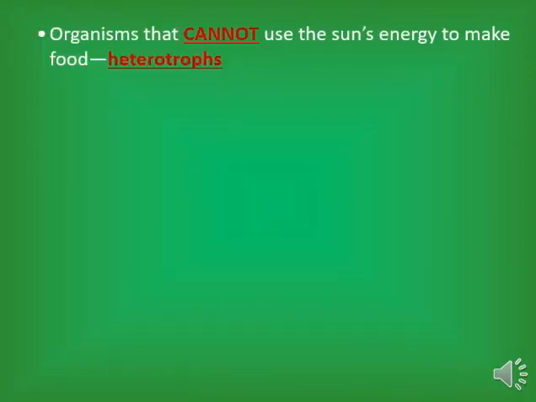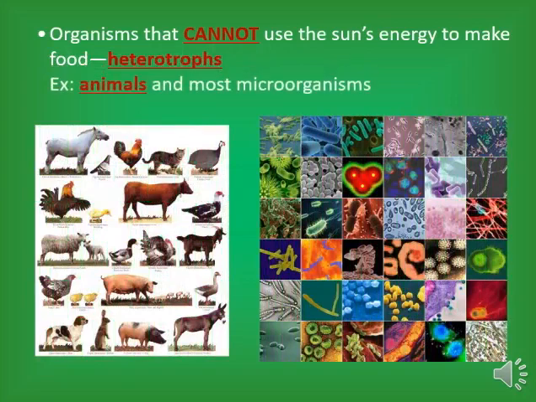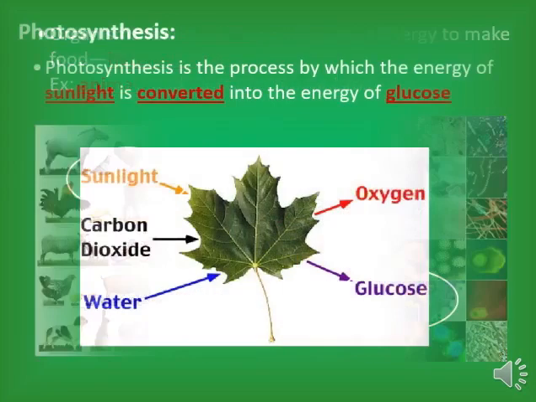The second type of organism is the heterotrophs. Heterotrophs are the organisms that cannot use the sun's energy to make food. They cannot make their own food, meaning to say they depend on plants or on other organisms in order to survive. Examples are animals and most microorganisms.